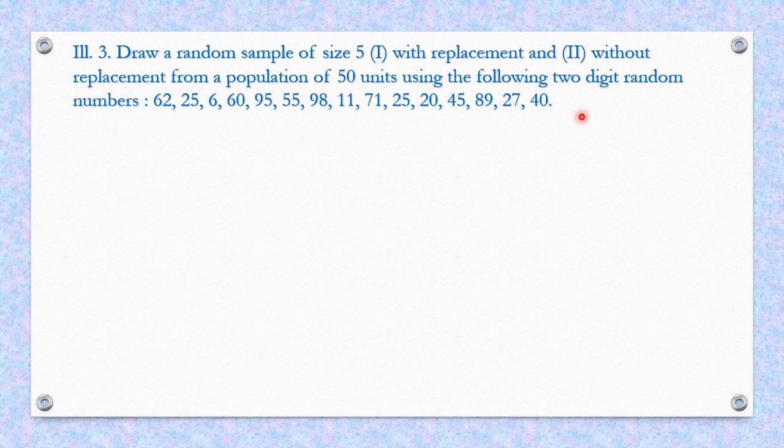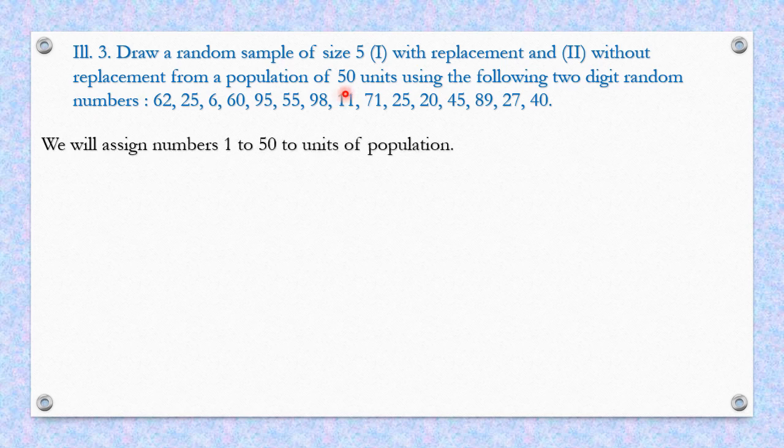These are 2-digit random numbers, and my population is also 2-digit, so no issue there. And maximum value of my population is 50 units. That means I will be assigning numbers 1 to 50 to my population of units, and then I have to select 5 with replacement and without replacement.